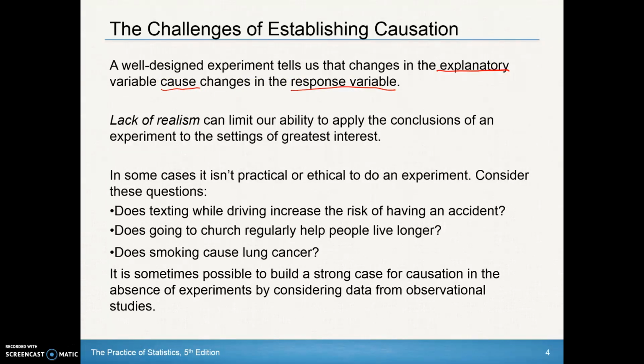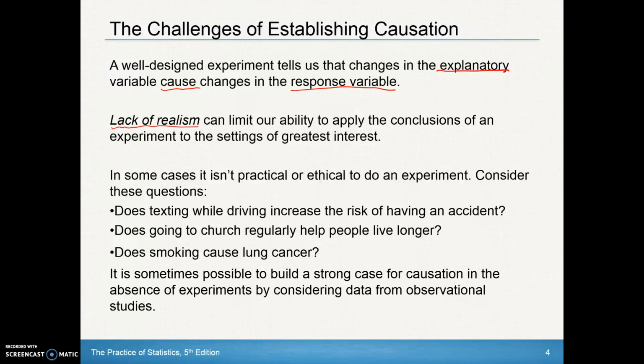Okay? Lack of realism can limit our ability to apply the conclusions of an experiment to the settings of greatest interest. In other words, when we talk about lack of realism, we'll have situations where we maybe do studies on mice, and then we're trying to make that jump to the human population too. So that's simply a lack of realism, that it's not real to say what happens in mice happens in humans.